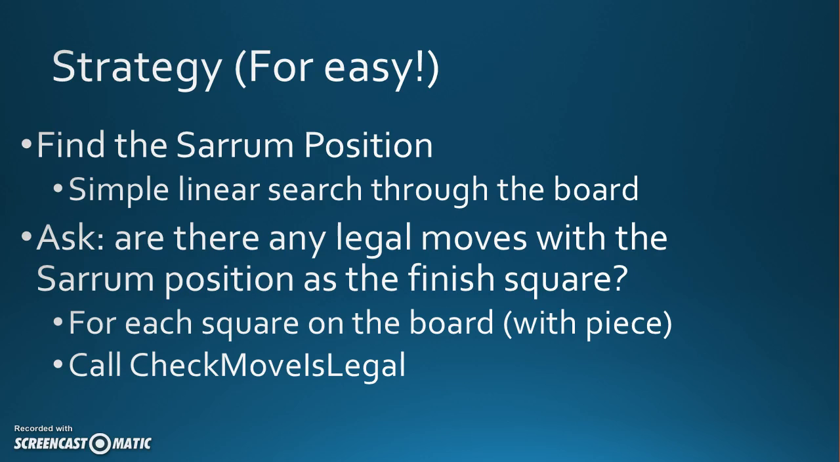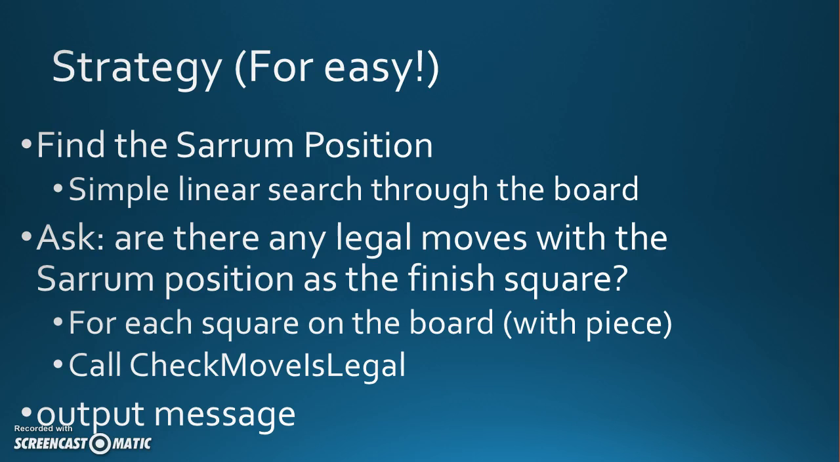Then we're going to ask, is there a legal move that ends up on the Sarrum position from an opposition piece? I.e., could the Sarrum be captured? And we're going to check every single piece square on the board. We're only going to bother asking the question if there's an opposition piece in it, and we're just going to use check move is legal. So if you've already had a go at my tutorial for show legal moves, then it's the same strategy.